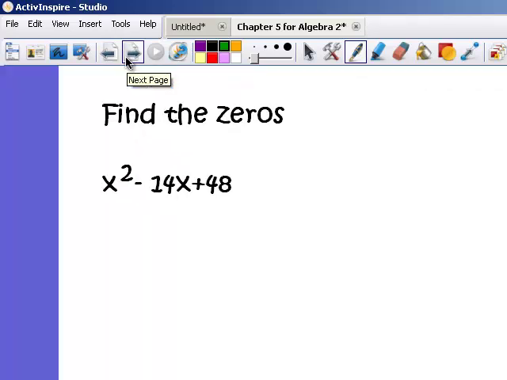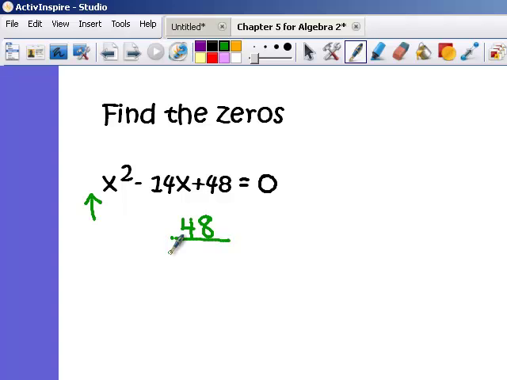Okay, just a practice problem with this. If it says to find the zeros, that is the same thing. You set it equal to 0. The first thing you're going to do is factor it. So, look at your A. Your A is 1. Life is easy. Take the factors of 48.